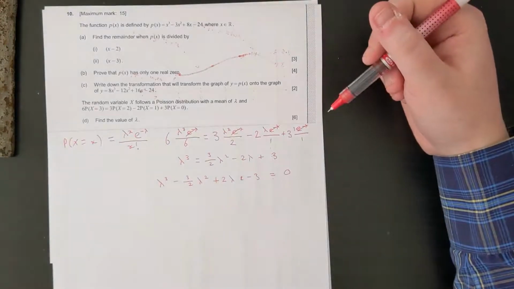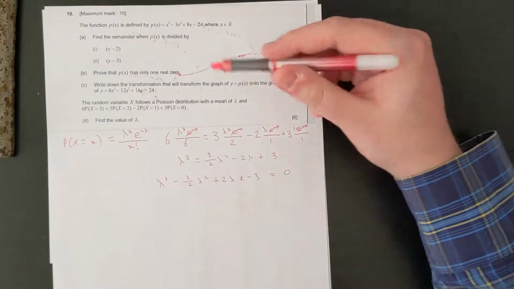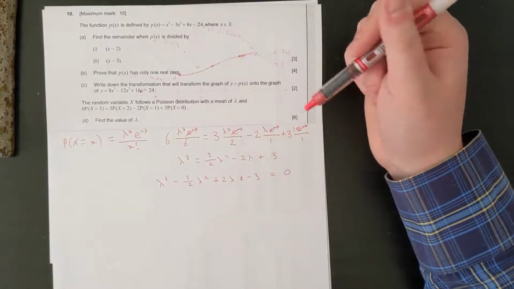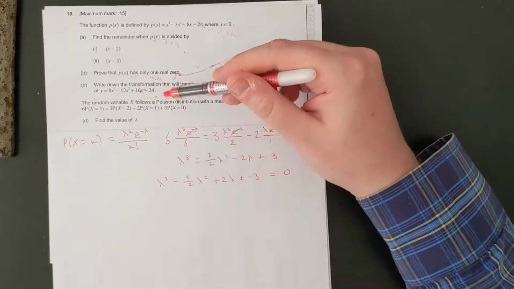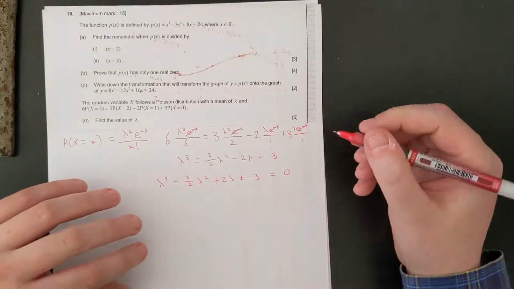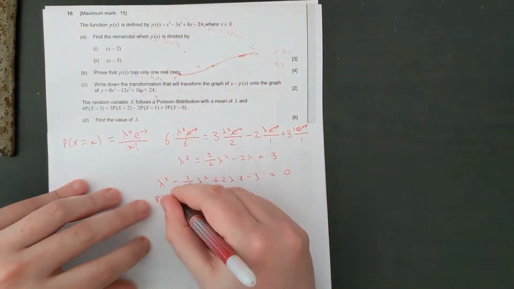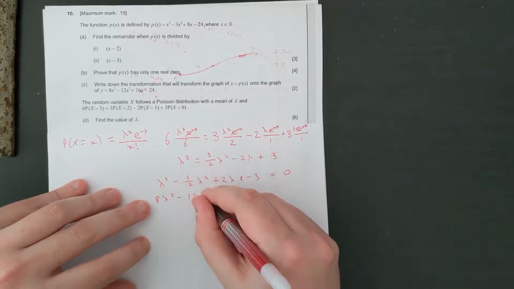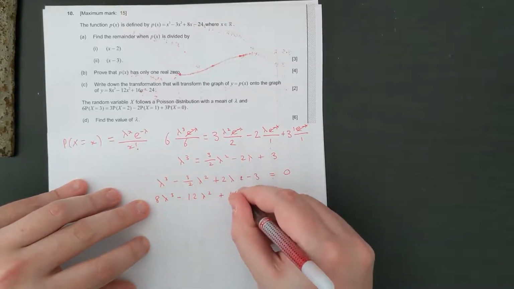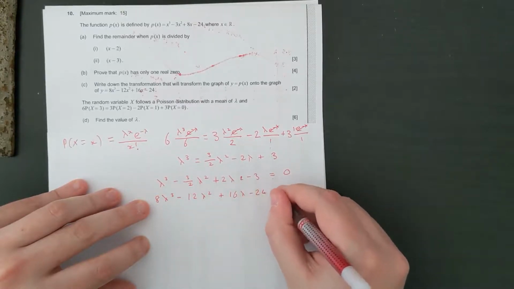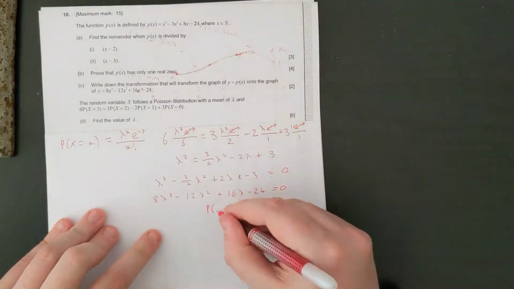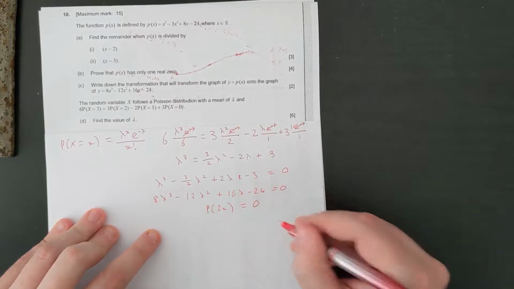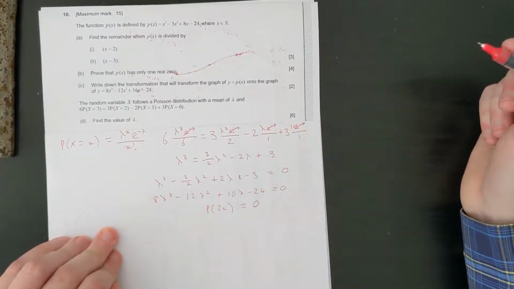Now I look at this, and I'm thinking, well, they must have got me to do part C for some reason. And as I look closer, actually, I see that if I multiply this by 8, I get what I had in part C. So that is 8 lambda cubed minus 12 lambda squared plus 16 lambda minus 24 is equal to 0. Well, I have that here. That was P of 2x, which is now equal to 0.